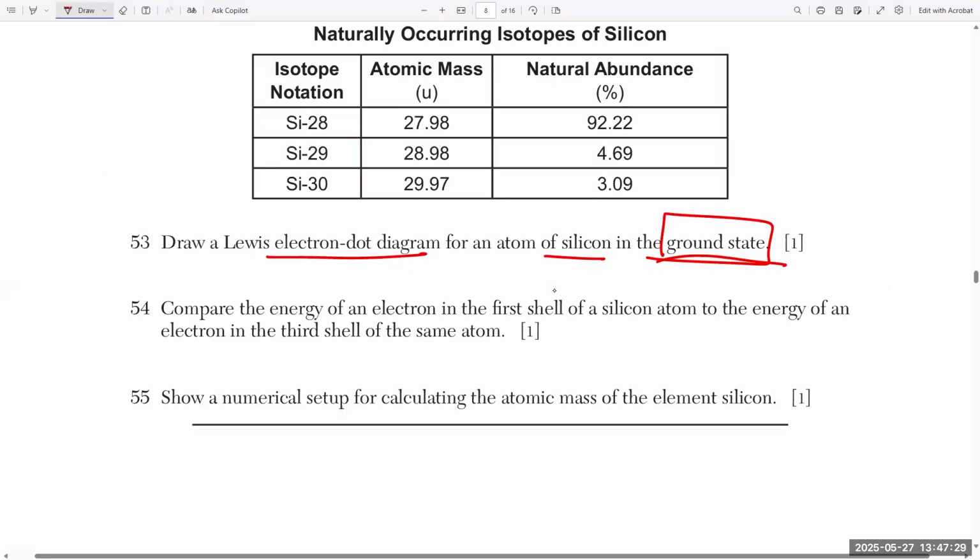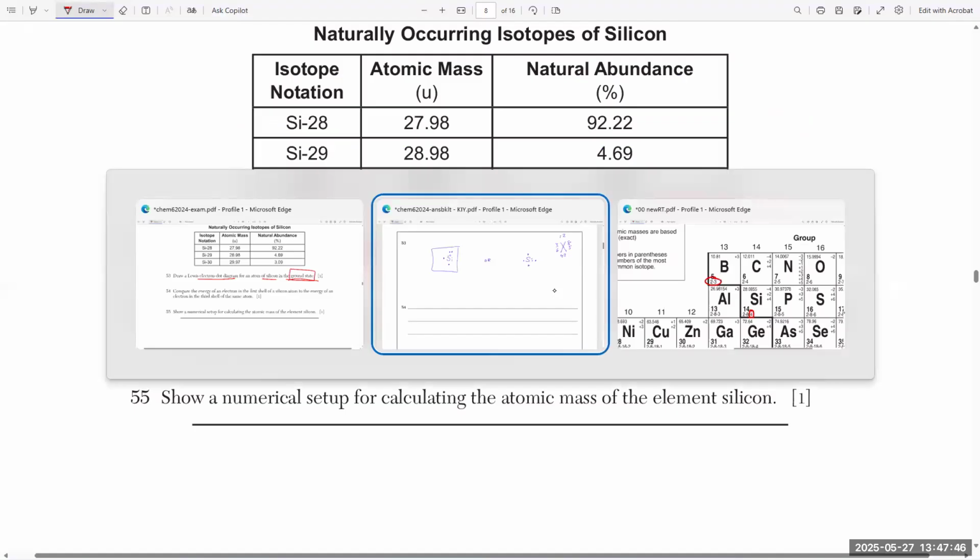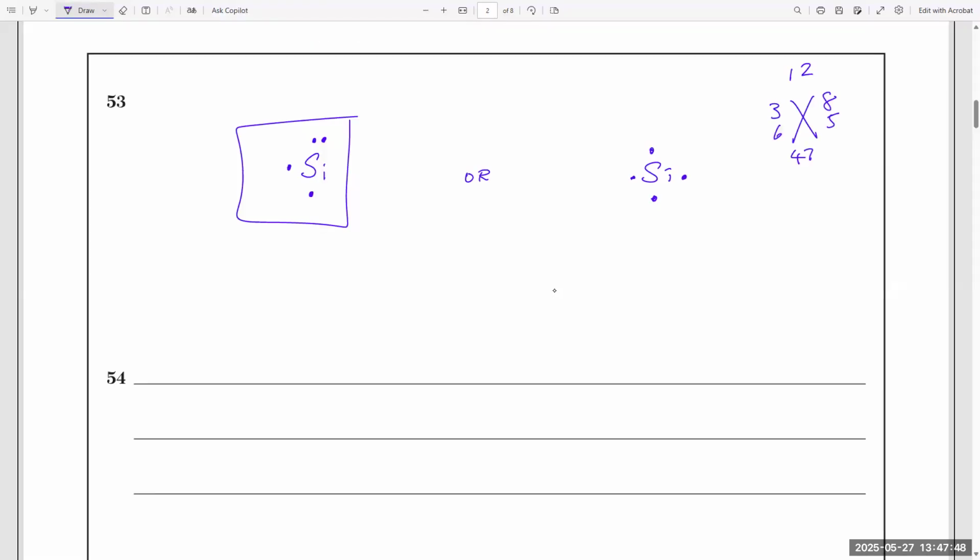54. Compare the energy of an electron in the first shell of a silicon atom to the energy of an electron in the third shell of the same atom. All right, what do we know? We know that as electrons move further away from the nucleus, they're at a higher orbit, right? So we know that it's at a higher energy level, right? That has to do with the electron, the bright light spectrum, right? So in order to answer that, what do we know?